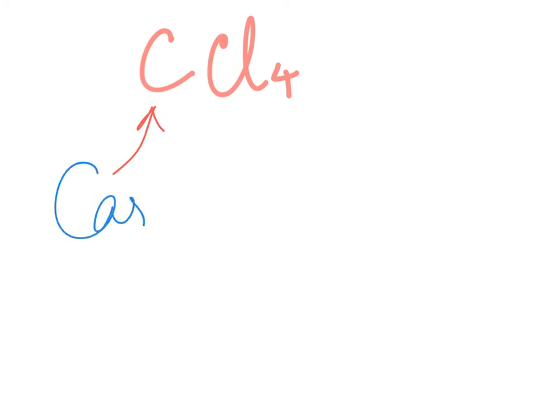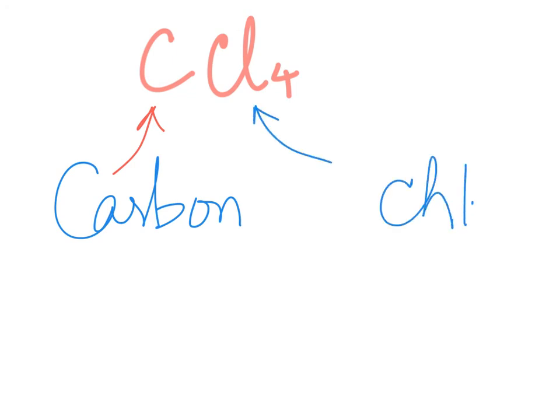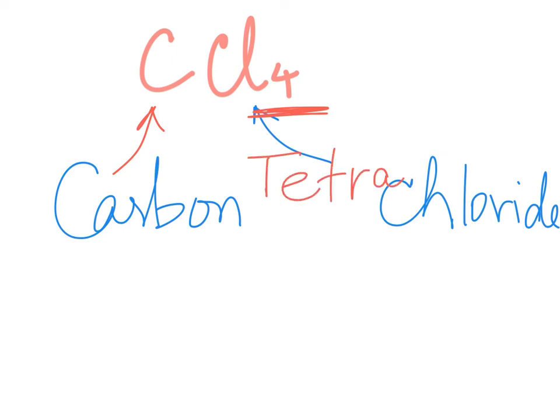Alright, so let's do one more example. CCl4. Again, very simply, this is carbon. Again, we do not say mono. This is carbon, and this is chloride, right? But again, we have to look carefully. How many do we have? We have 4, and so we have to use the word tetra, right? So we say carbon tetrachloride. This is the name for this molecular compound.